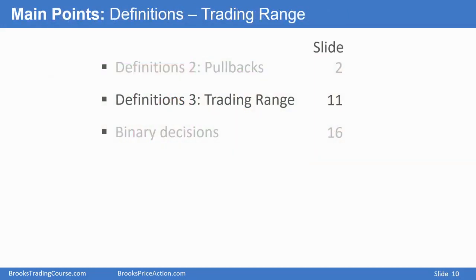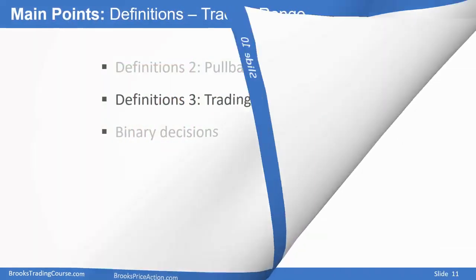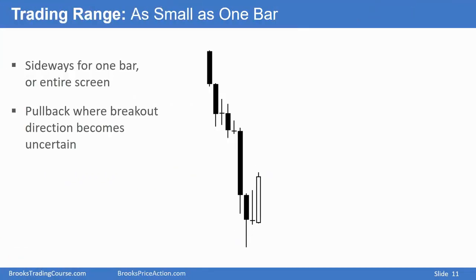Now I'm going to talk a little bit about trading ranges. A trading range can be a single bar. This is a 1 bar trading range. That's a 1 bar trading range.